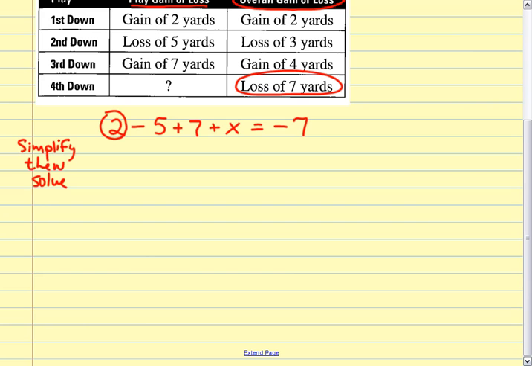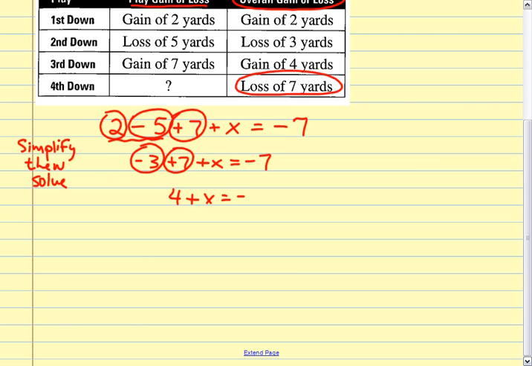I've got 2, I've got minus 5, and I've got plus 7. I've got those 3 things that I need to put together. What is 2 positives and 5 negatives? What does that turn into? 3 negatives. I'm just going to rewrite it. You don't have to, because you can probably do that in your head. Now what about 3 negatives and 7, because I still have these 7 positives. What does 3 negatives and 7 positives turn into? 4 positives. So 4 plus x is equal to negative 7.